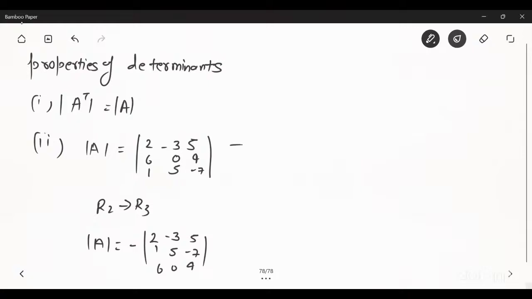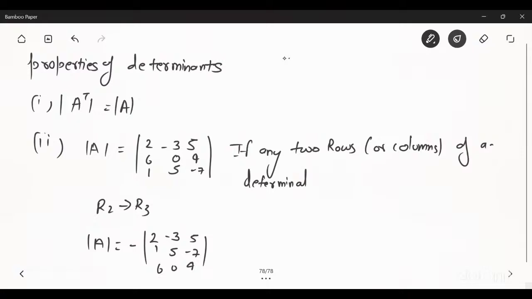So what is this property? If any two rows or columns of a determinant are interchanged, the sign of the determinant changes.